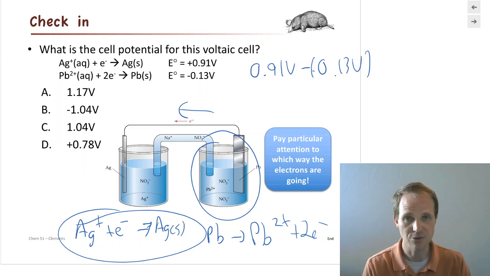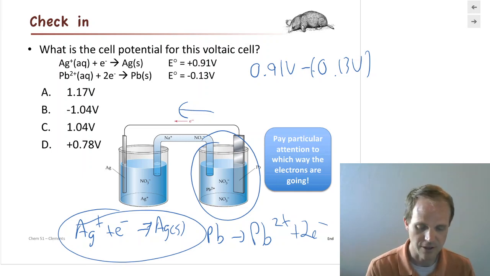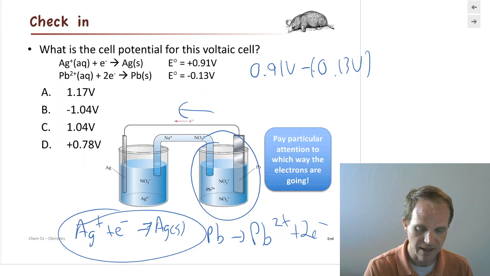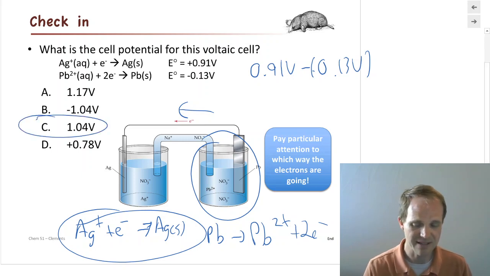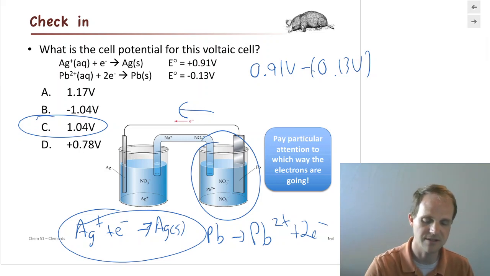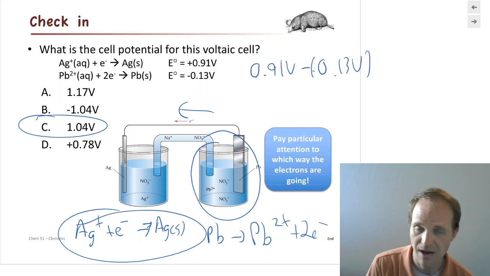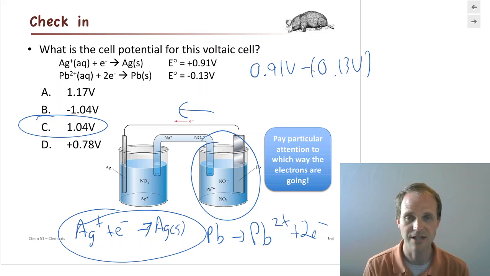So I always just use standard reduction potentials when I'm using cathode minus anode. So 0.91 minus 0.13 gives me a 1.04 volts. And even when I balance that, silver's supposed to get a 2 on it because they're going to have twice as many silvers. I don't take that into account at all when I'm doing it. I just get a positive 1.04 volts. Remember, you should always get a positive number for your standard cell potential for any cell that happens spontaneously.